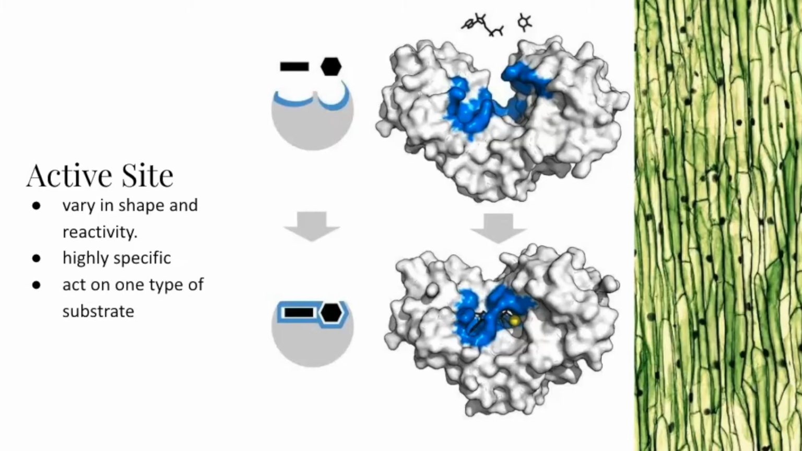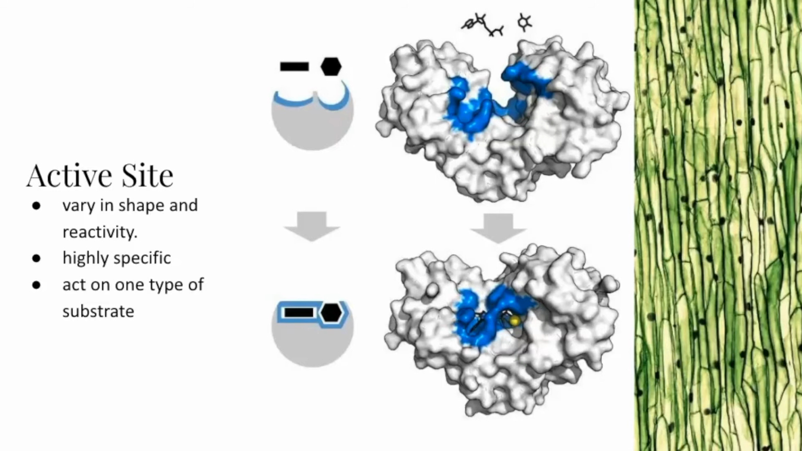So enzymes are amino acid chains folded into proteins that have an active site. These active sites are highly specific for the type of chemical reactions that require less activation energy. Often enzymes are specific to one type of substrate.